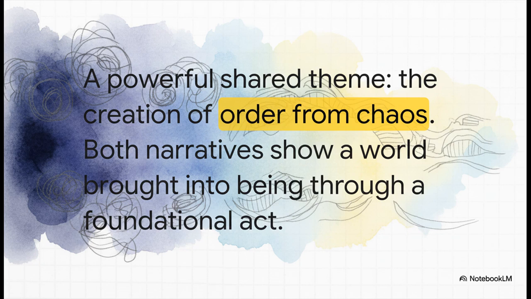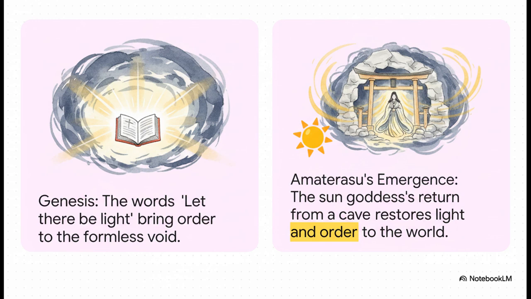Let's take one really powerful example. This idea of creating order out of a formless, primordial chaos. I mean, it's a theme that pops up everywhere, but just look at how it's handled here. You see it, right? It's the same underlying pattern. In both Genesis and the myth of Amaterasu, order and light are not just there by default. They have to be actively created, literally spoken into existence, or physically brought back to push away the darkness.